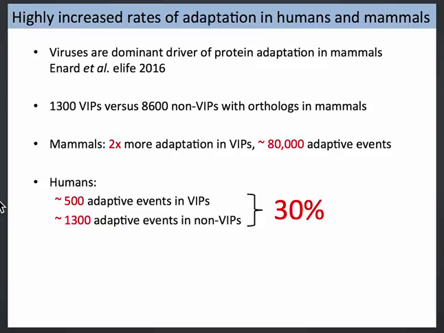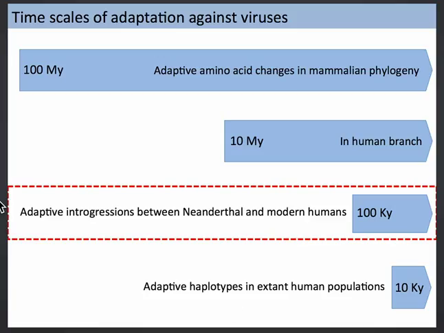Given these results, it was pretty straightforward to hypothesize that we might also be able to detect a substantial impact of viruses on recent human adaptation. What we did first was to look at adaptive introgressions between Neanderthals and modern humans, because if you think about it, if Neanderthals and modern humans interbred, they probably exchanged a bunch of viruses that they had not experienced before when they came into contact.